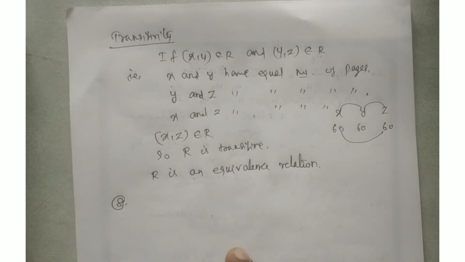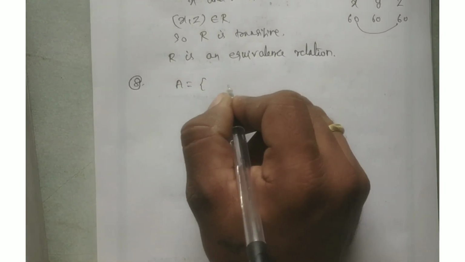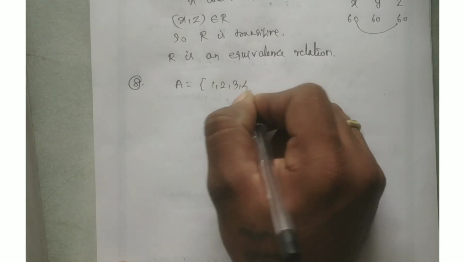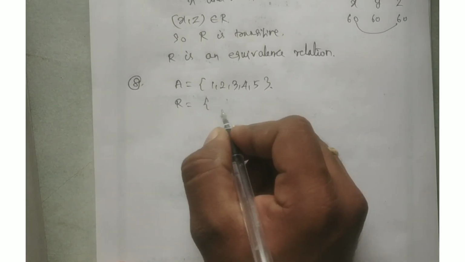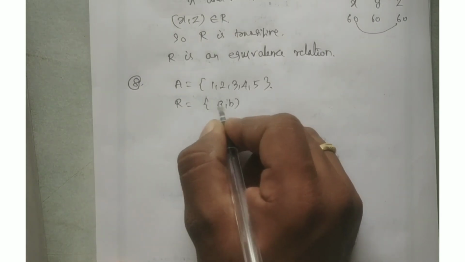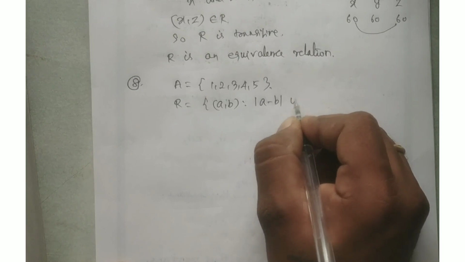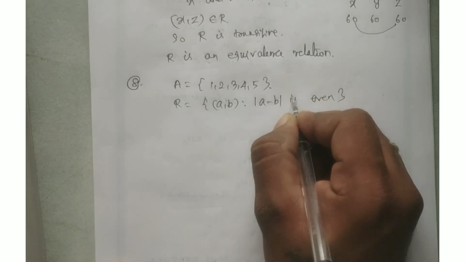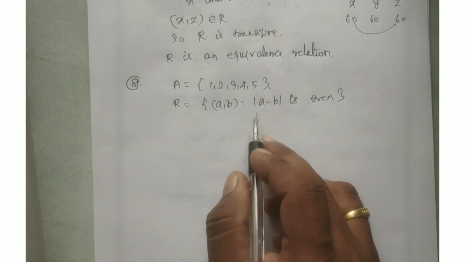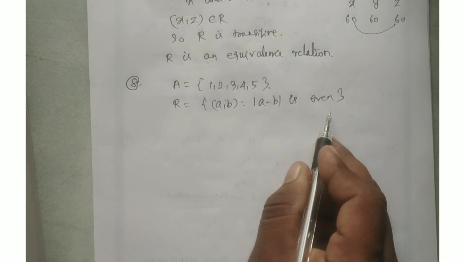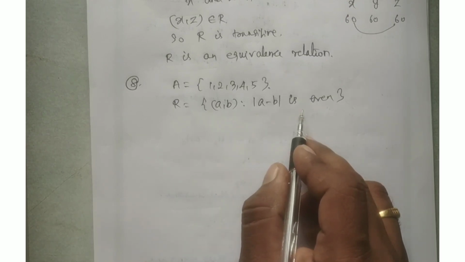Now come to question number 8. In that, set A is given as {1, 2, 3, 4, 5}, and relation R is defined here. What is the relation defined here? Ordered pairs (a, b) in which the modulus of a minus b is even. That is, we have to take two numbers and take their difference, and that difference is an even number. Like that, we are defining the relation. We have to show that it is an equivalence relation. Clear?